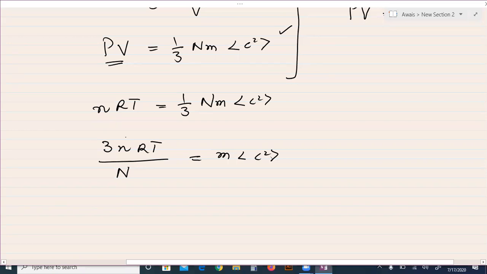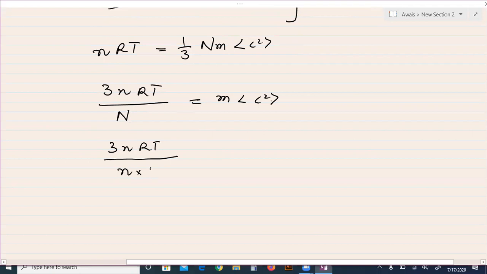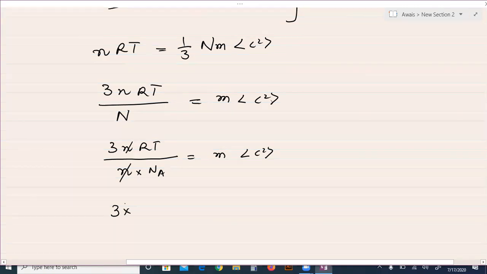Okay, so small n is the number of moles and capital N is the number of molecules, and we have done that N is the number of moles multiplied by Avogadro's constant. So small n cancelled. So this is 3 times R, capital R is the molar gas constant, over Avogadro's constant, into temperature, equals m into mean square speed.